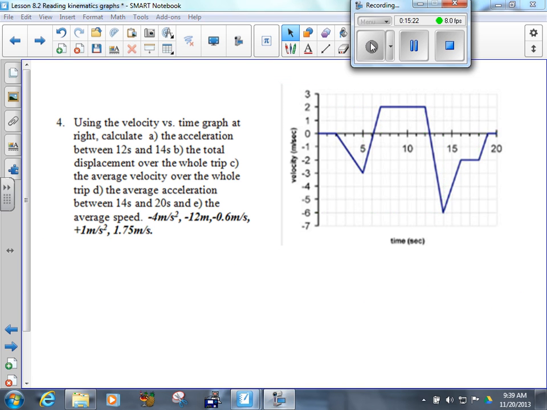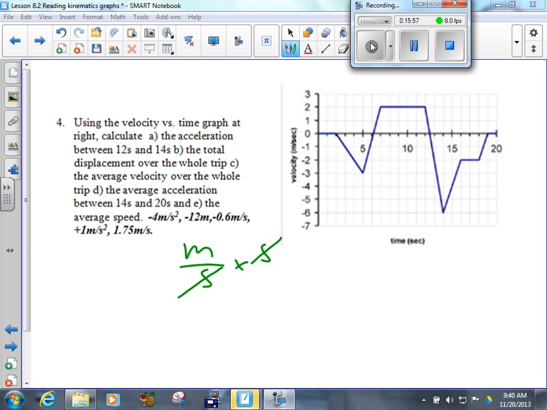So for 4b, I want to find the total displacement, so I have to find the area underneath the line. Now, why does area under the line give me displacement? Well, you have to look at the units. What are the units on the y-axis? Velocity, so meters per second. What are the units on the x-axis? Time, in seconds. When I multiply meters per second by seconds, what am I left with? Meters. That's the unit for displacement.